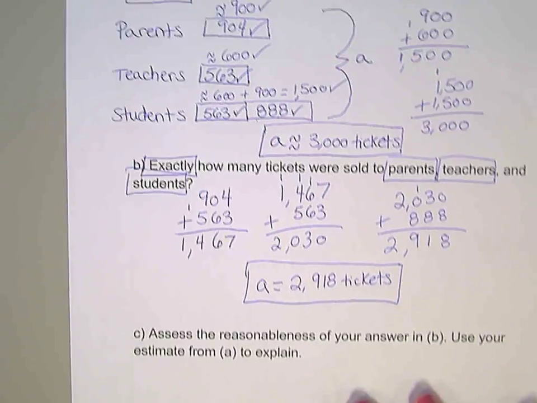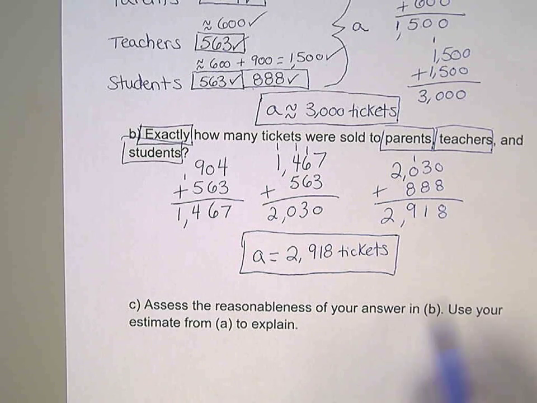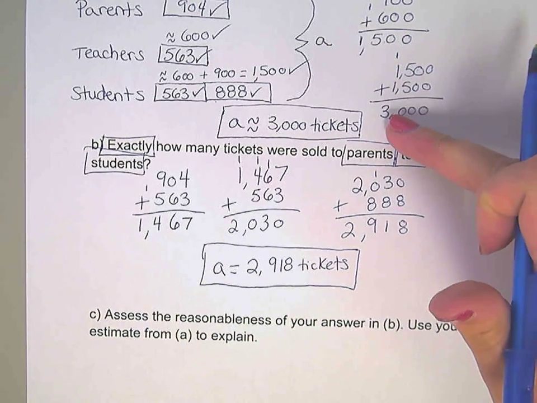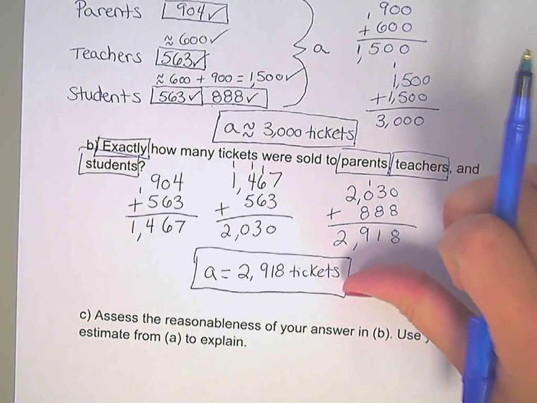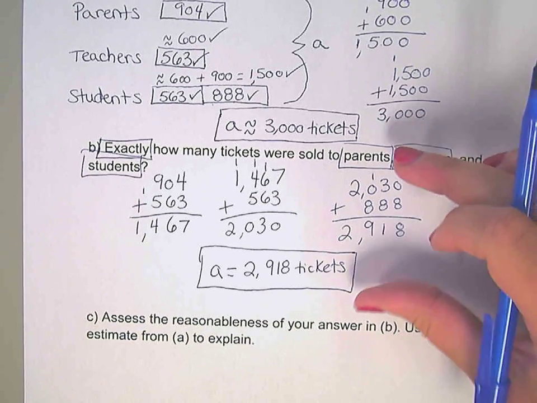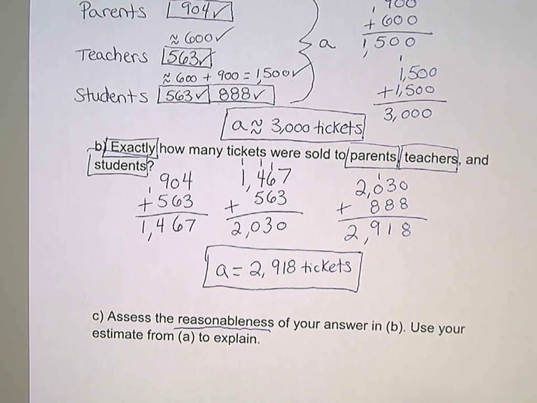Moving swiftly along to letter C. Assess the reasonableness of your answer in B. Use your estimate from part A to explain. So I'm going to use my answer from A, my estimate, and my exact number, B. Okay? So here's what I'm going to do. I'm going to see if it's reasonable. That means that my numbers are close. It means it makes sense.